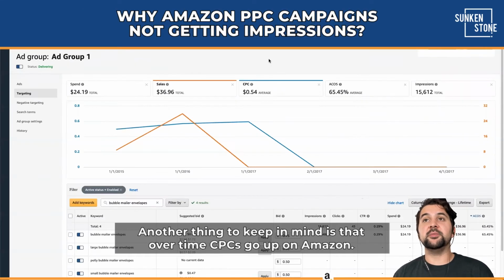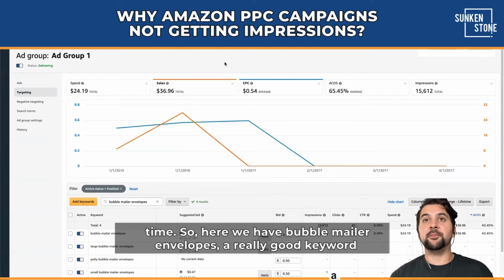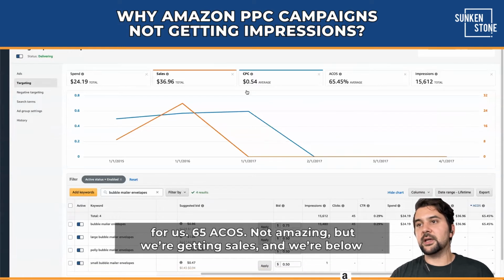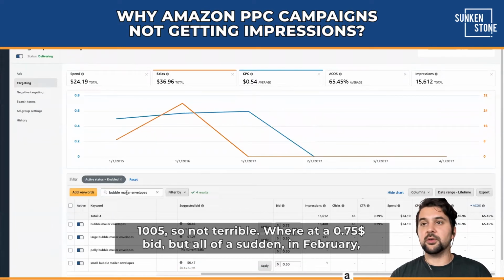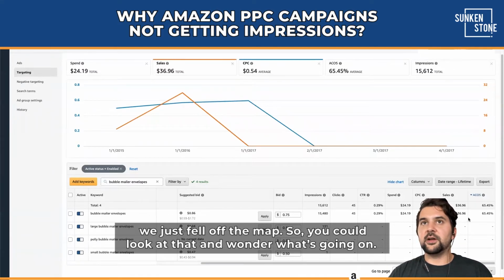Another thing to keep in mind is that over time, CPCs just go up on Amazon. It's happened for as long as I've been in the industry. CPCs just generally go up over time. And you can get into situations. So here we have bubble mailer envelopes, really good keyword for us. 658 cost, not amazing, but we're getting sales and we're below 100%, so not terrible. We were at a 75-cent bid, but then all of a sudden in February, we just fell off the map.